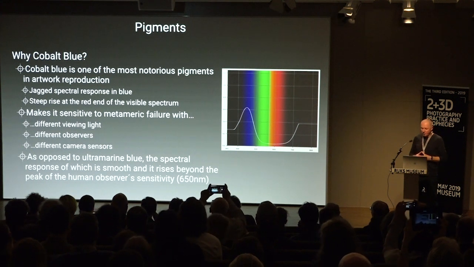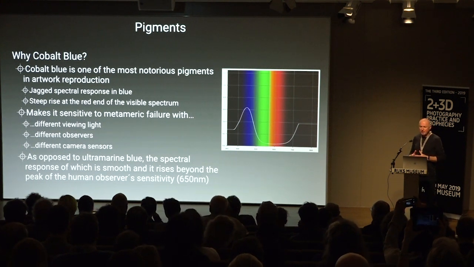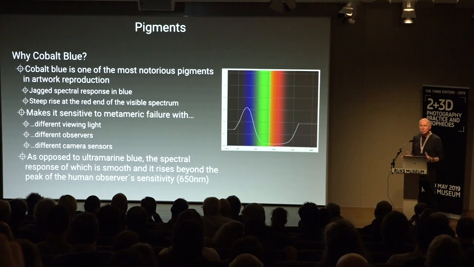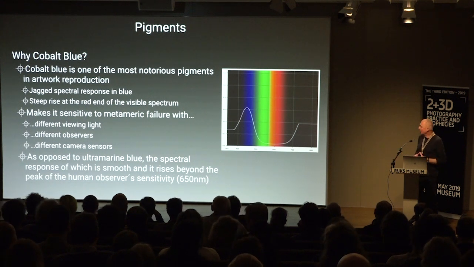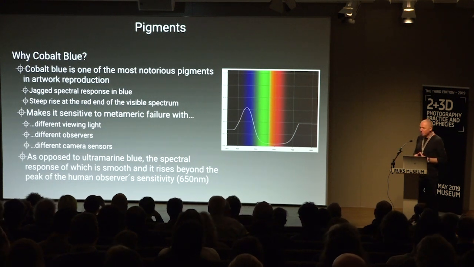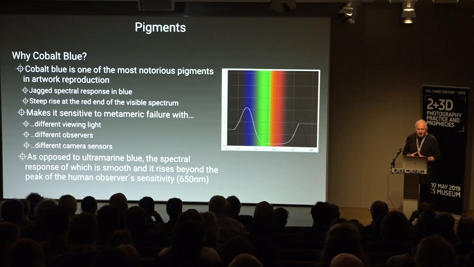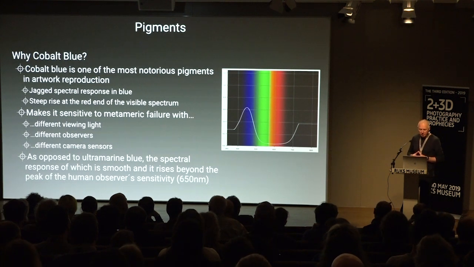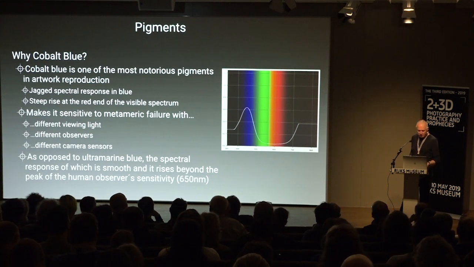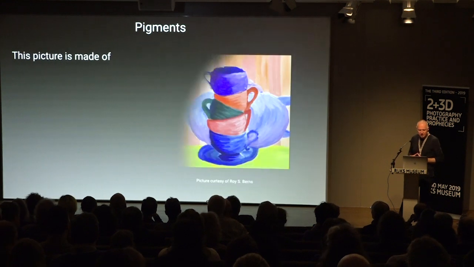This is the spectrum of ultramarine blue, which is pretty well behaved, as you can see. It's a smooth curve, and the rise at the end of the spectrum, at the long end, the red end of the spectrum, starts very late, where we do not perceive color a lot. So this is not as sensitive to metameric failure.